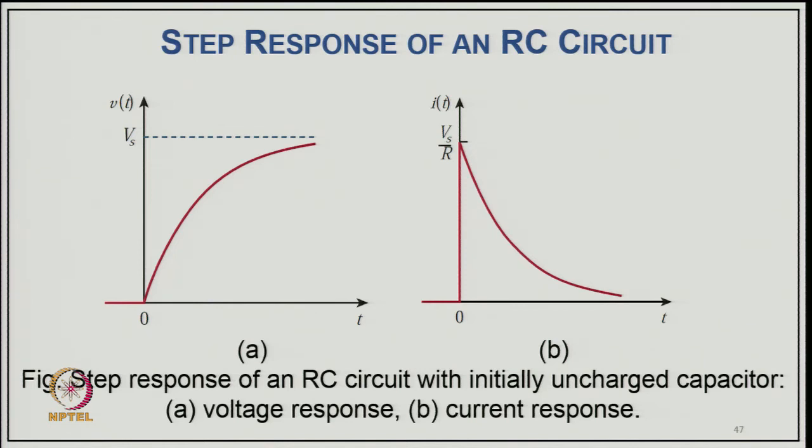The capacitor behaves initially like a short circuit, so the current is decided only by the resistance initially. Then when the capacitor starts charging, the current starts reducing, and finally it goes to 0 when the capacitor charges to the full value of V_s. So, this is the step response of an RC circuit with an initially uncharged capacitor. The left side is the voltage response, and the right is the current response of the circuit.